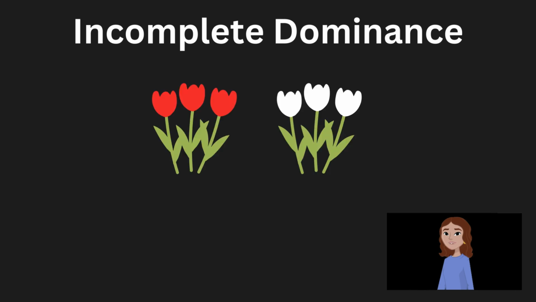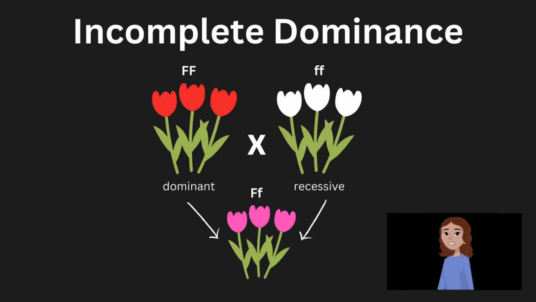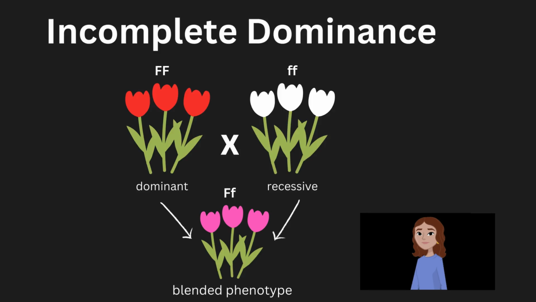On the left, we have a red flower, and on the right, we have a white flower. Red flowers are dominant and white flowers are recessive. We cross a homozygous dominant red flower with a homozygous recessive white flower, and we get a heterozygous pink flower. Essentially, in incomplete dominance, a heterozygous offspring will produce a blended phenotype of the 2 alleles, in this case, pink flowers. The other type of inheritance is codominance.